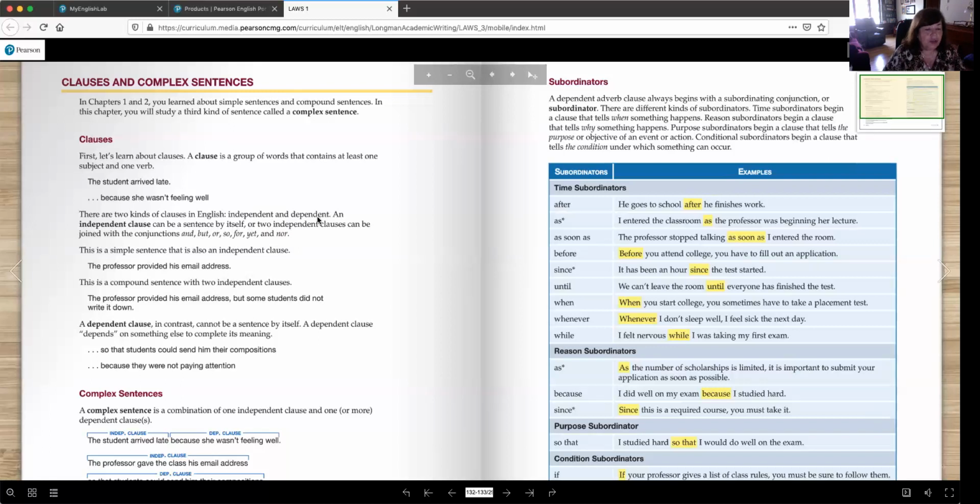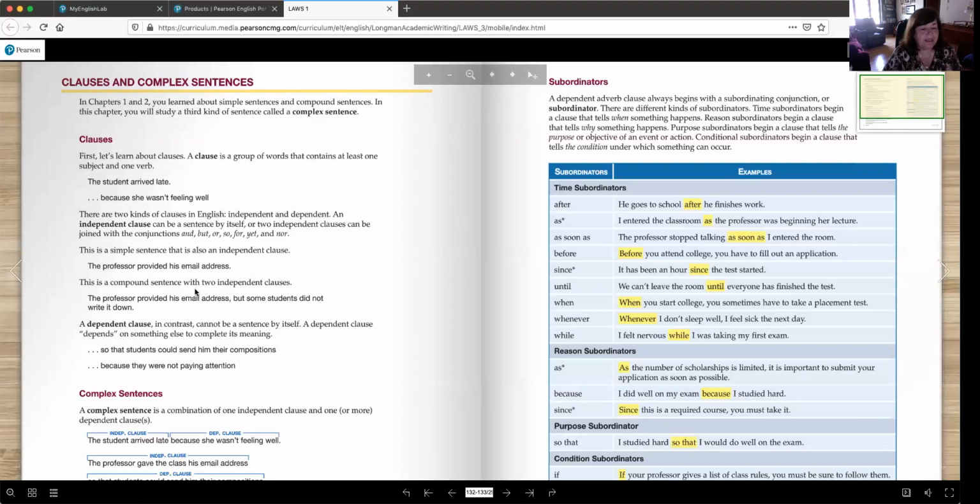So as you should know by now, if you have two independent clauses together joined by one of these words, that's called a compound sentence. So this is a simple sentence that is also an independent clause because it doesn't need any other words to make sense. The professor provided his email address. We have one subject, we have one verb, and it's a sentence in itself. It makes sense.